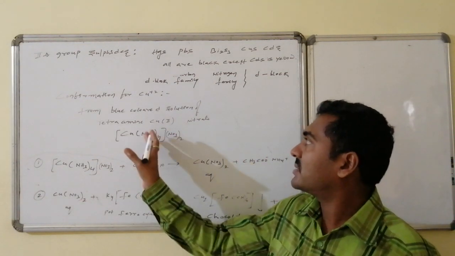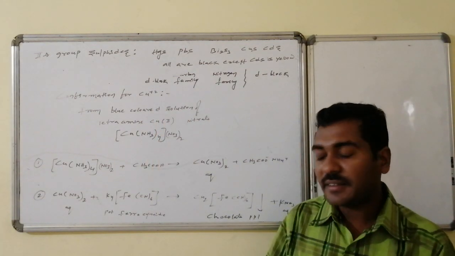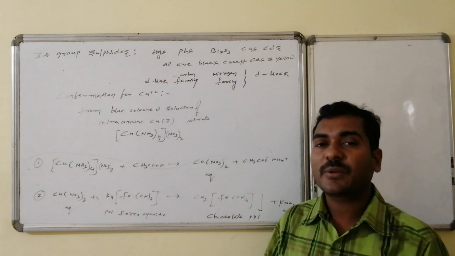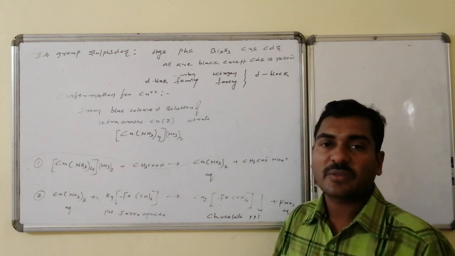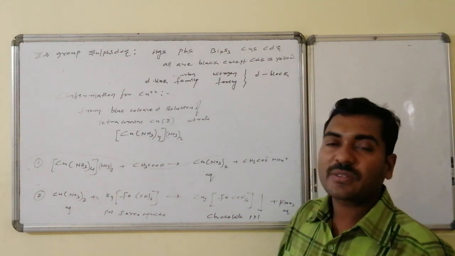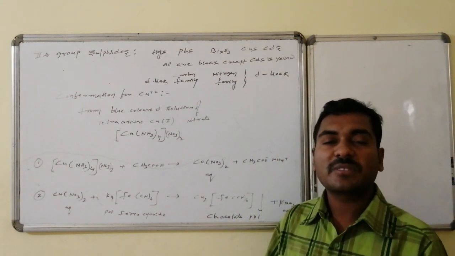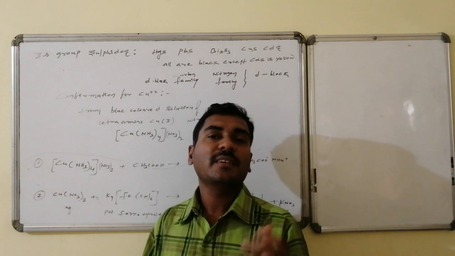As we know, the source of this is once again copper nitrate. This copper nitrate aqueous solution on reaction with potassium ferrocyanide forms copper ferrocyanide, which is a chocolate colored precipitate. Thus it confirms the presence of copper 2+ in the salt mixture.